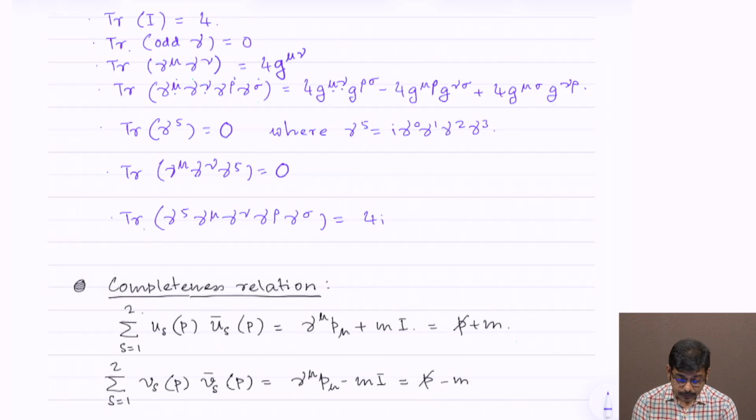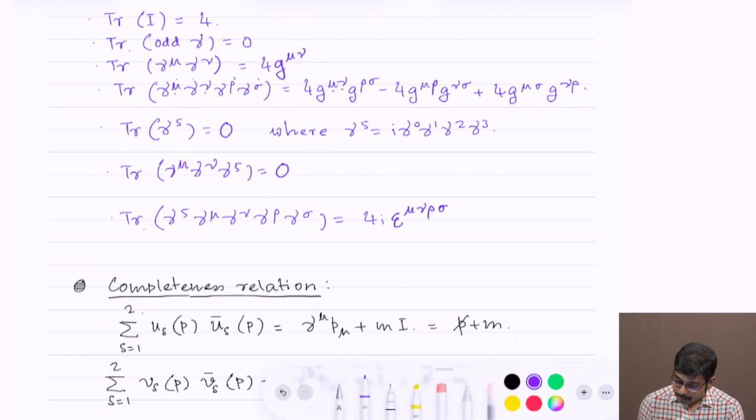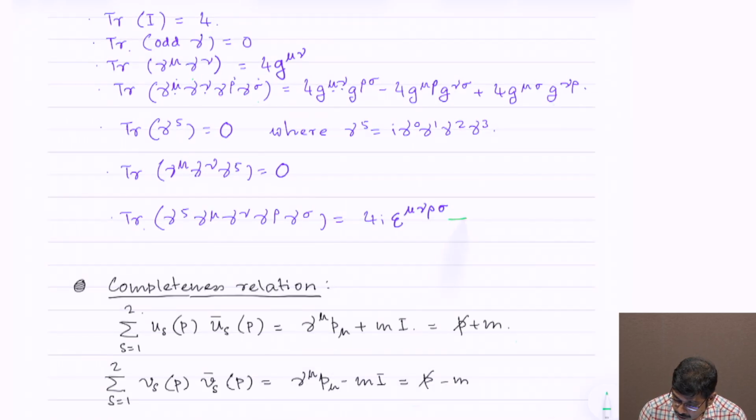However, the trace of gamma 5 gamma mu gamma nu gamma rho gamma sigma, that is four Dirac matrices along with gamma 5, is going to give you something interesting. This is epsilon mu nu rho sigma. What is this epsilon mu nu rho sigma? This is a completely antisymmetric tensor of rank 4.